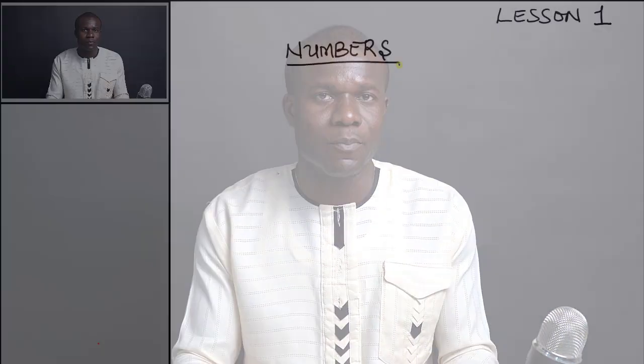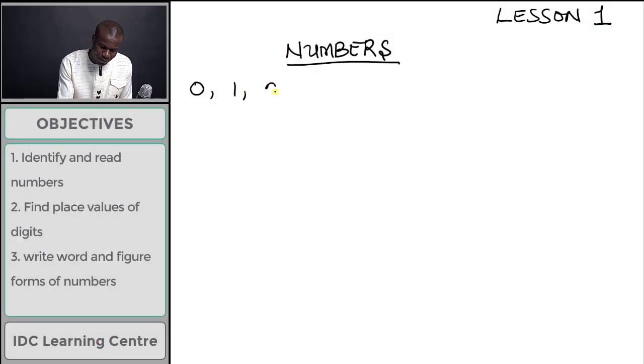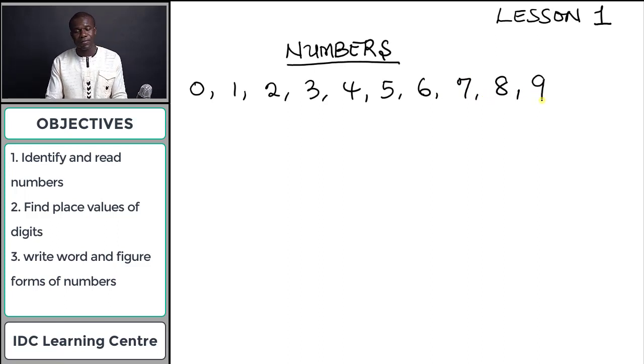I promised you that we will be dishing out a series of interesting math videos to keep our children busy at home. And today's class will be looking at numbers, and this is going to be lesson 1. Now, there are 10 digits, namely 0, 1, 2, 3, 4, 5, 6, 7, 8, and 9 that are used to write any other number you can think of.